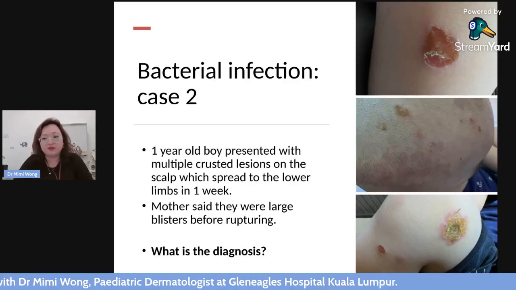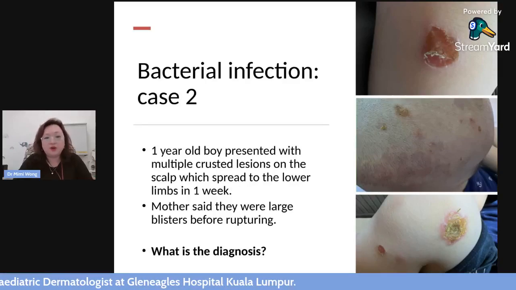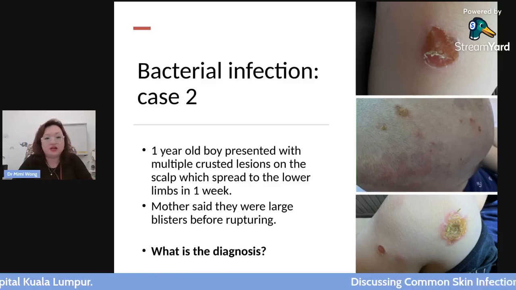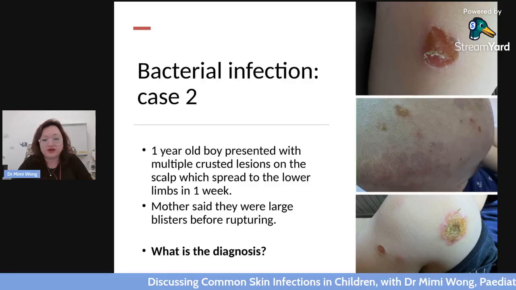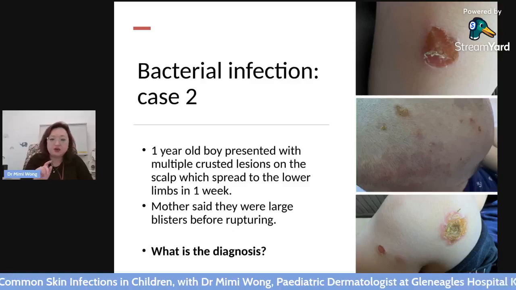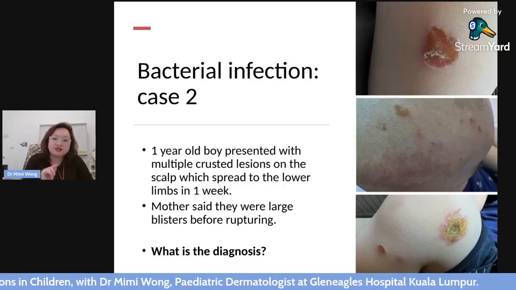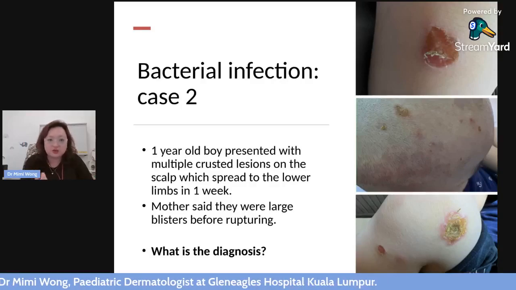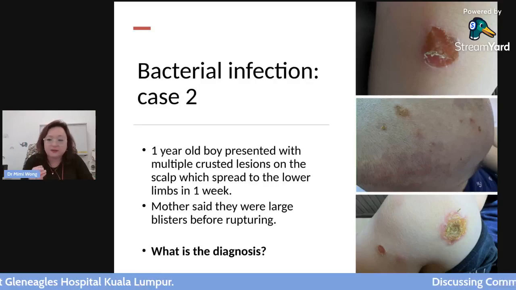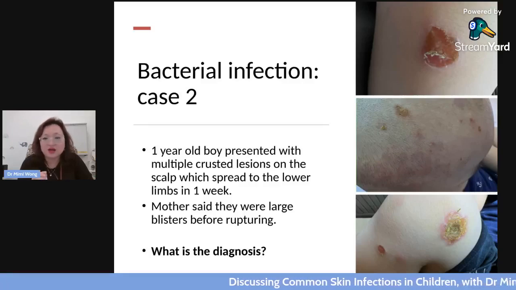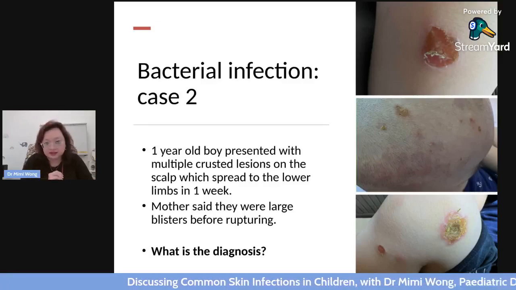Quickly move on to case number 2. So this is a 1-year-old boy presented with multiple crusted lesions on the scalp, which quickly spread to the lower limbs in the span of 1 week. Mother said they were actually very large blisters before rupturing. And you can see here, there are multiple lesions, and you can see this yellowish crust. So what is this crust? It's actually the serous discharge from the wound drying up. It's very similar to honey color, so we call it honey color crust. So what do you think is the most likely diagnosis here?